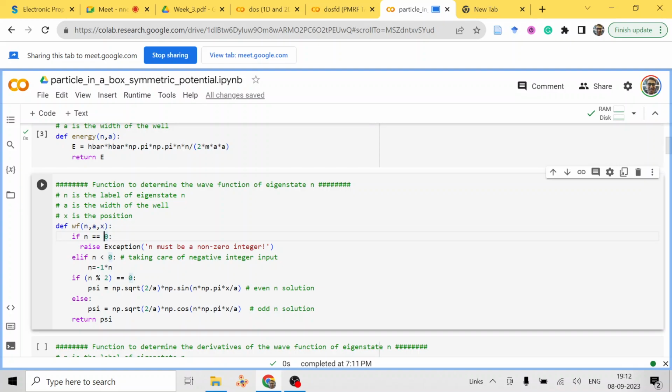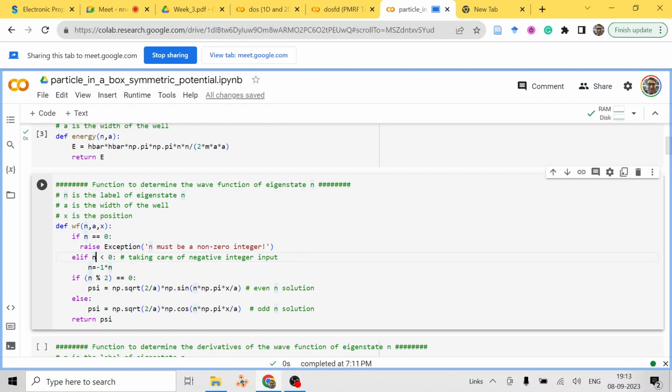Then in the code, if your n value is exactly equal to 0, this raises an exception that n must be non-zero. So using this raise function you can give some exception. If some input is wrong, you can provide a condition and find that this input could not be there, then you can raise an exception, and the program will stop and show this kind of error. I will give this value 0 and show you how this raise command works.